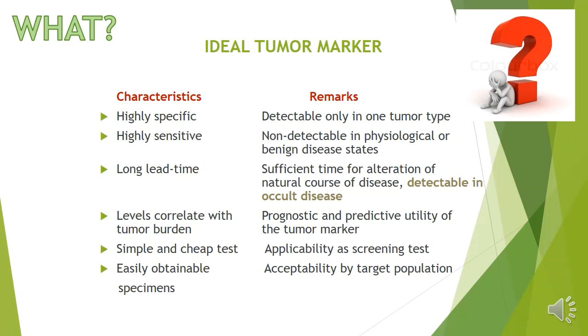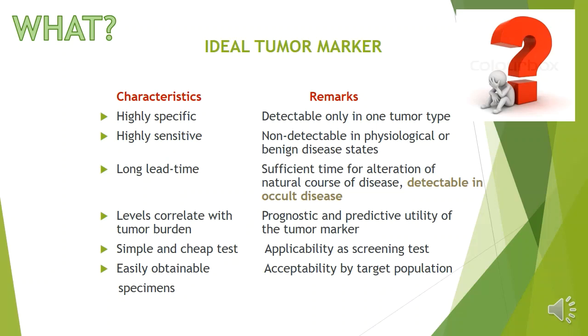Levels should correlate with tumor burden. That means the prognostic and predictive utility of a tumor marker. This is very important. Imagine if we could say from a CA 125 that if it is more than 2000 or 1000, then this is a very severe disease. When it is maybe 500, it is moderate, right? When the level in serum, blood or body fluids can correlate with the tumor burden, the overall load of the tumor, it is very good. If this characteristic is available with the tumor marker, obviously it should also be accessible, affordable, and very simple.